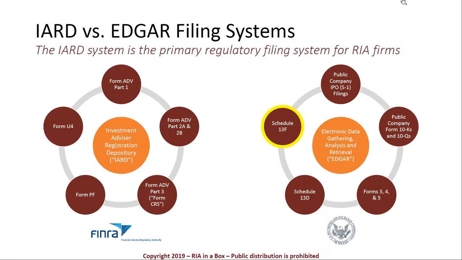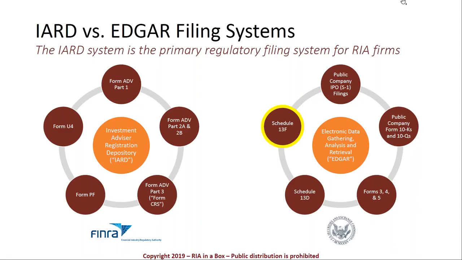So, high level, just to set the background a little bit of what we're talking about. There are two filing systems we're going to touch upon on this slide: the IARD system and the EDGAR filing system. The IARD system, which stands for the Investment Adviser Registration Depository, is the primary regulatory filing system for all RIA firms, whether you register at the state level or at the federal level with the SEC.